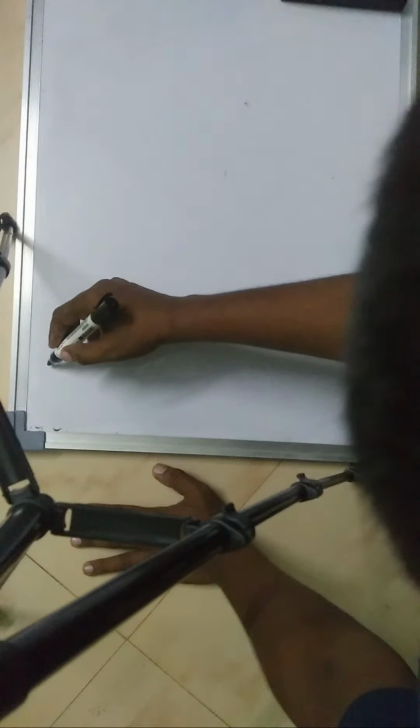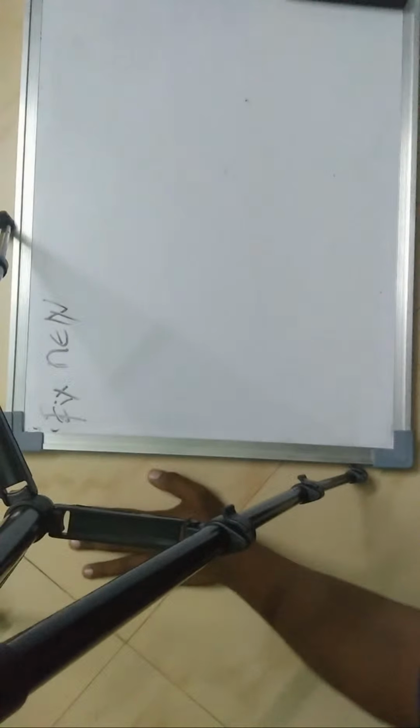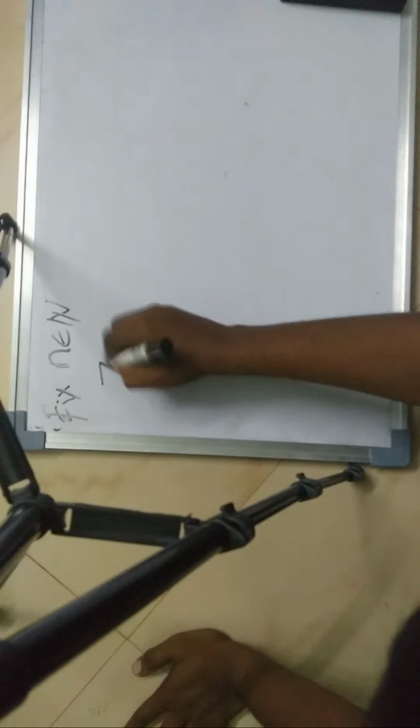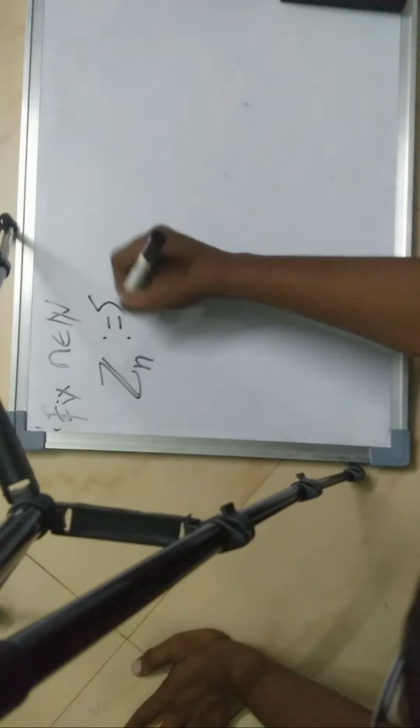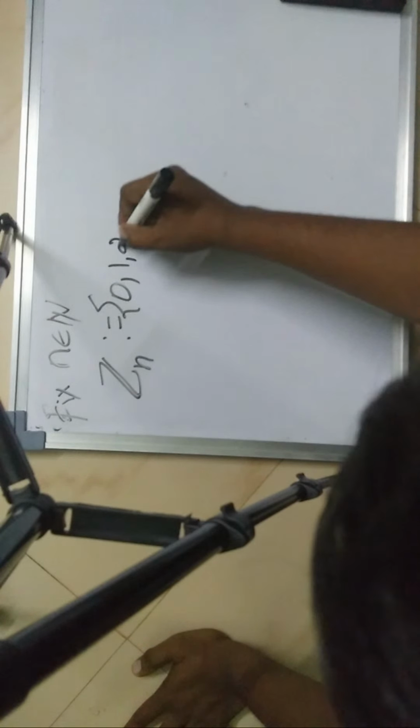Now, choose a natural number n. Now we define this set to be, denote this set to be Zn, which contains 0, 1, 2, etc. up to n minus 1.